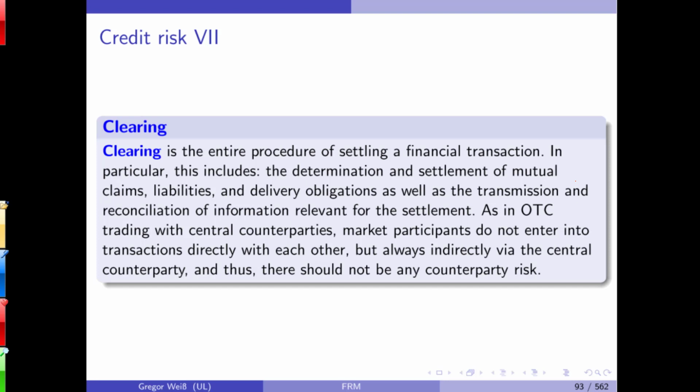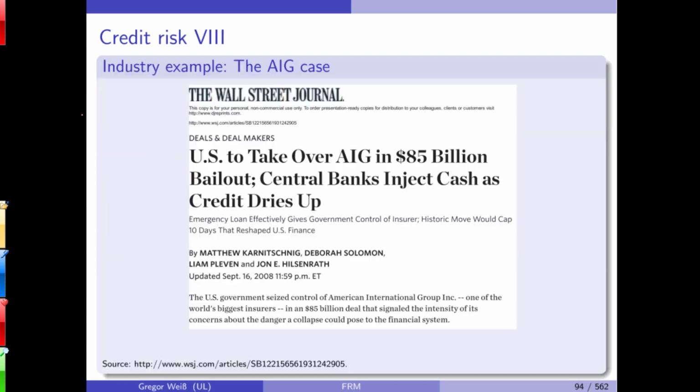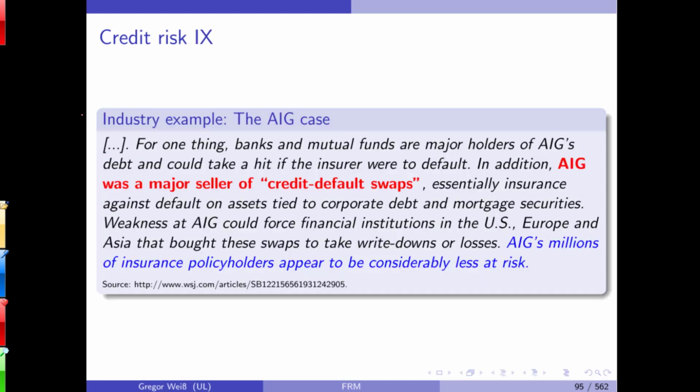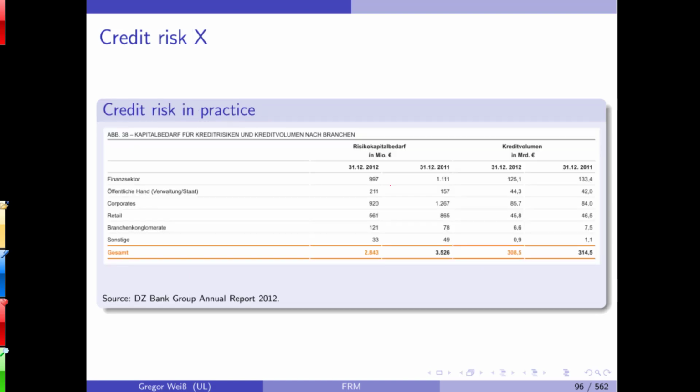However, all these payments need to be cleared. So the payment services, the clearing, is done by the stock exchange or a subsidiary of the stock exchange. That's clearing. And you will have clearing houses with exchanges. That's a major difference between an OTC contract and an exchange-traded contract. Yeah, I talked about the AIG case, 85 billion bailout, major seller of credit default swaps. You can have a look at that later on.